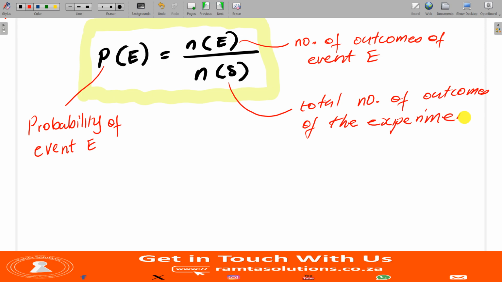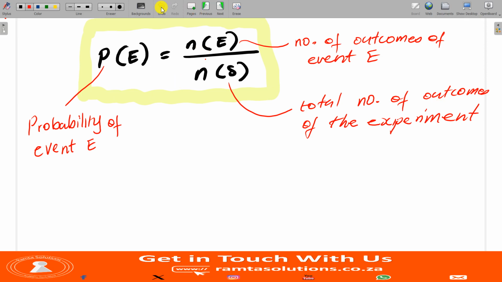If your experiment is tossing a coin, you know that a coin has two possible outcomes: it can land on tail or it can land on head. If it's rolling a die, you have 6 possible outcomes, so the total number of outcomes of this experiment will be 6. The event is whatever outcome you're looking for. We defined this in the introductory video.